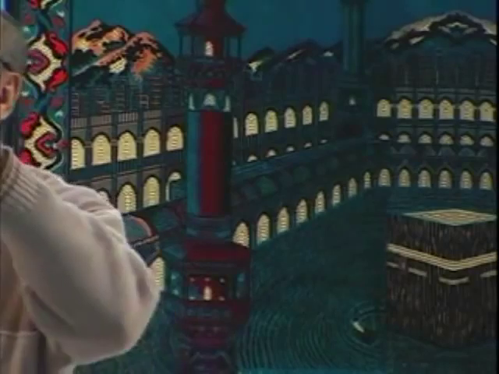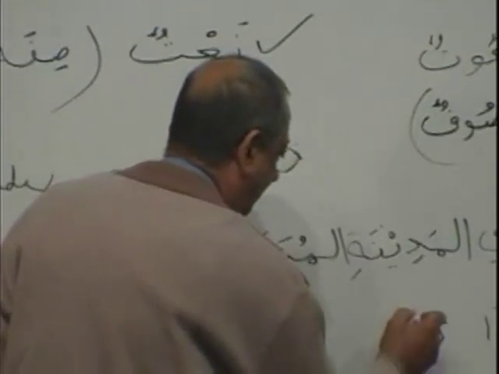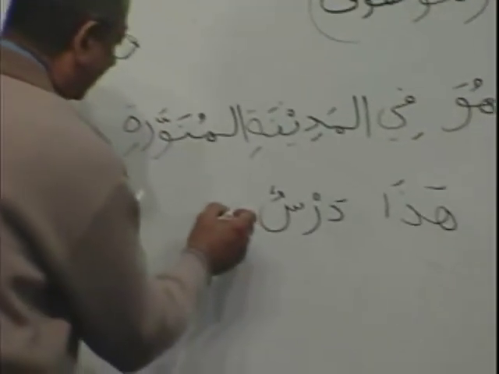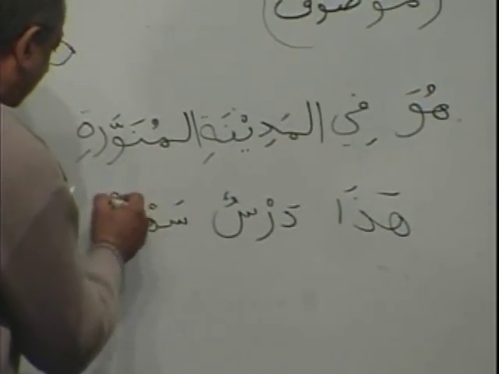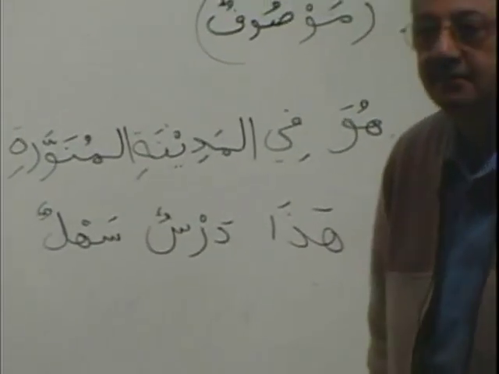Hadha darsun sahlun. See, darsun is muzakkar, sahlun muzakkar. Hadha mubtada. No, khabar. See, badal has to come with hadha darsu. Are you with me? Okay, look at this, brother. Let me write it. Hadha darsun sahlun. Okay. Now, Sister Maimuna, what is hadha? Mubtada. What is darsun? Khabar. And what is sahlun? Naat. Now, I am changing it.